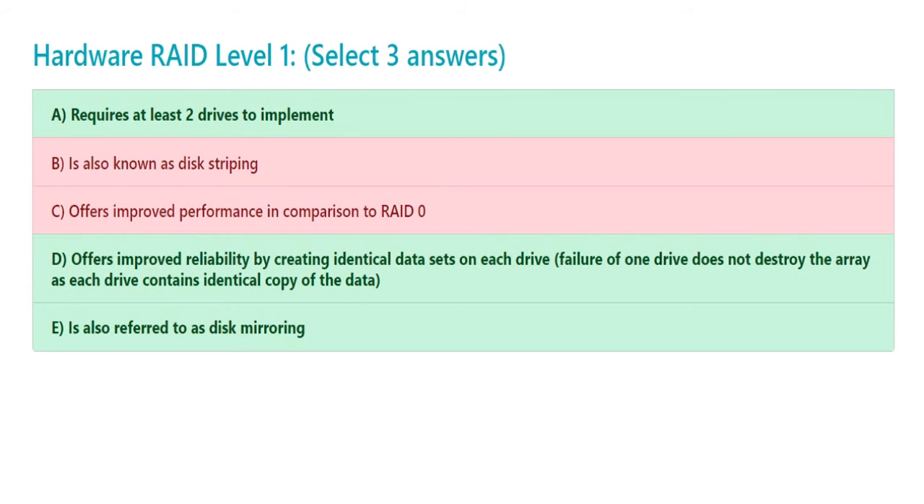The correct answers are A. Requires at least 2 drives to implement. D. Offers improved reliability by creating identical data sets on each drive. Failure of one drive does not destroy the array as each drive contains identical copy of the data. E. Is also referred to as disk mirroring.